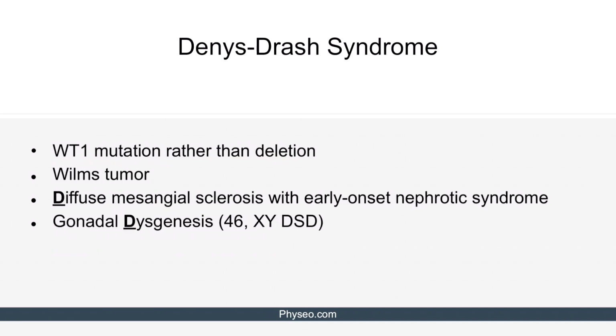Another syndrome associated with Wilms tumor is Denys-Drash syndrome, caused by a WT1 mutation on chromosome 11 rather than a deletion on chromosome 11. Apart from Wilms tumor, this syndrome is characterized by diffuse mesangial sclerosis with early onset nephrotic syndrome and gonadal dysgenesis. Patients with this syndrome usually have 46XY disorder of sex development. In other words, they're genotypically male, but their external genitalia are undervirilized.